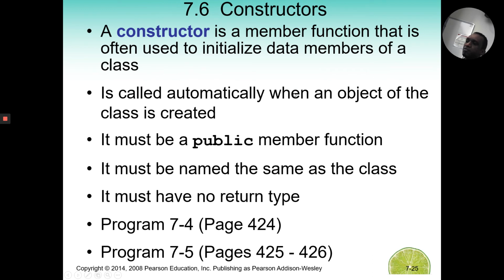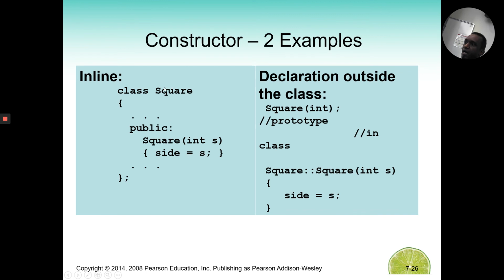A constructor is often used to initialize data members of a class. It's called automatically when an object of the class is created. It must be a public member function. It must be named the same as the class. It must have no return type. So this is an example of a constructor. Okay, so this was the inline, and then basically the creation, how you declare it outside.